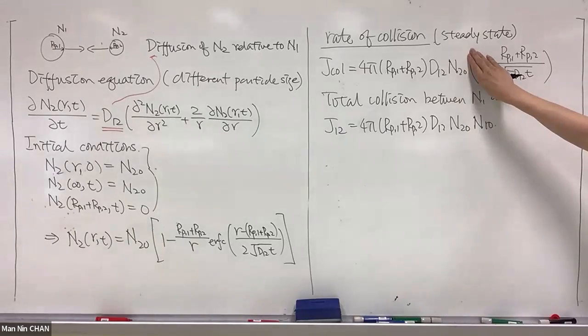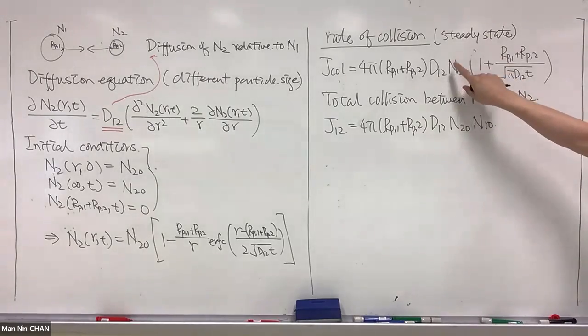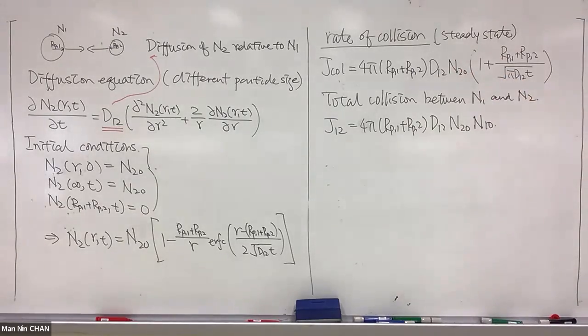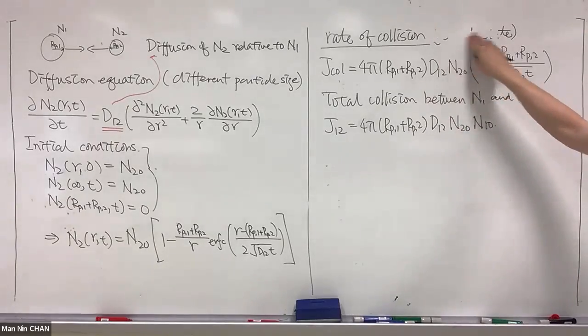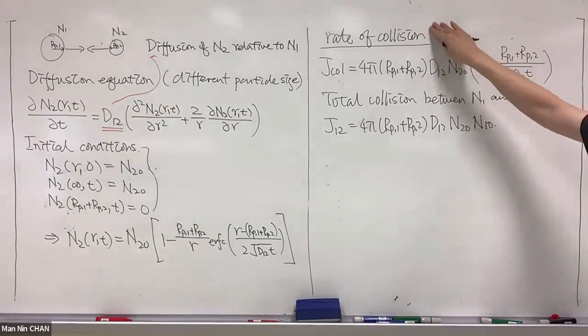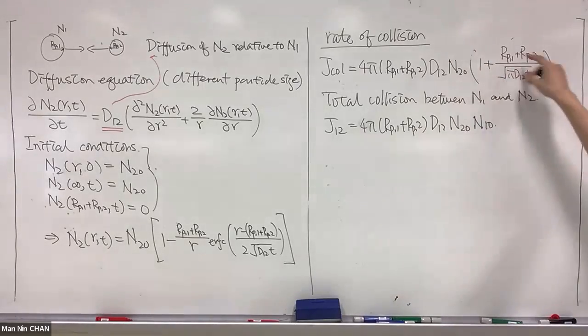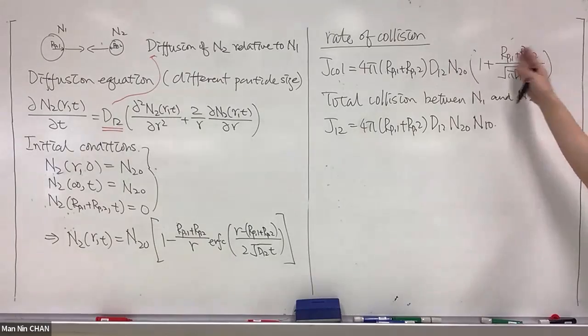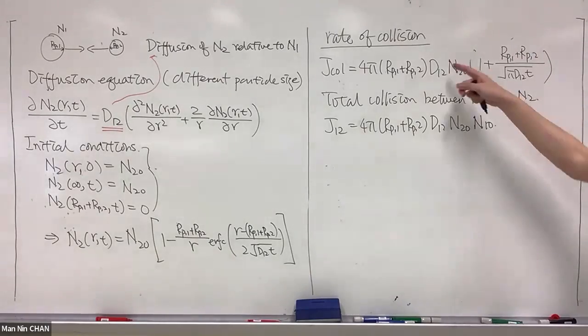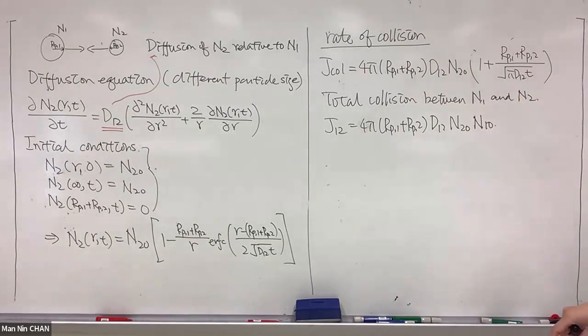4 pi times RP1 plus RP2, the effective area for the collision. And then you have this D12, the diffusion of the N2 relative to N1, and you times this N2 naught, the initial concentration of the N2. That's why I want to remove this steady state. Because for the steady state, if you remember, we had the discussion that when your time increases, this term becomes insignificant, so we can reach a steady state.